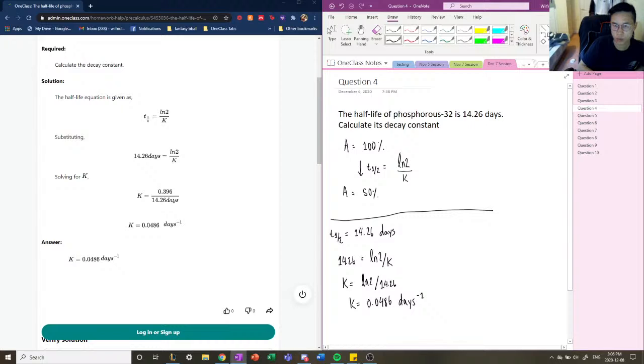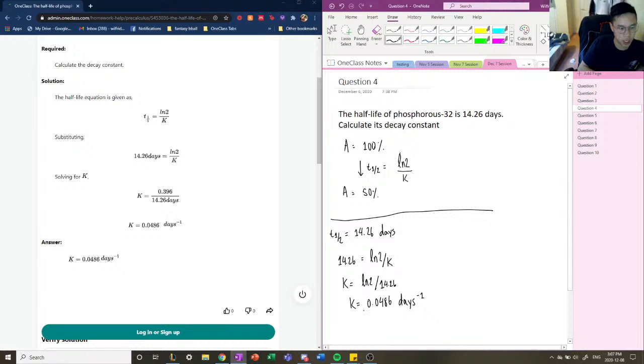So per day. This basically means the decay constant tells us that the substance decays 0.0486 of itself per day. Or if I were to times that by 100, it would be 4.9% of itself. It loses 4.9% of itself per day. So that's what the decay constant tells us here.